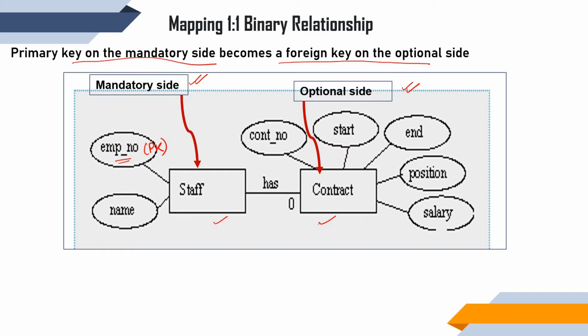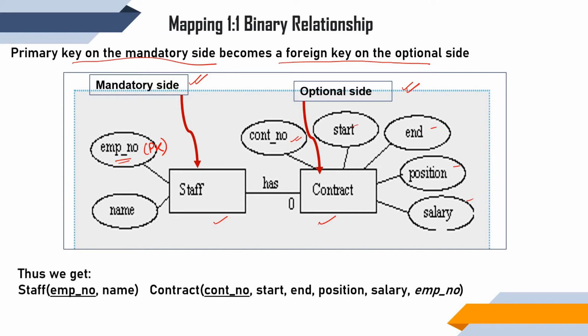EMP_NO is the mandatory side primary key. So that should be included in the contract table, which has contract number, start date, end date, position, salary. Along with that, EMP_NO will also be included. So to map a 1:1 relationship, the simple rule is that the primary key on the mandatory side should be included as a foreign key on the optional side.